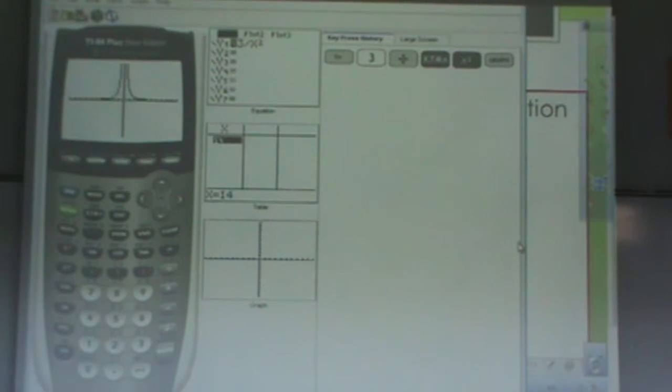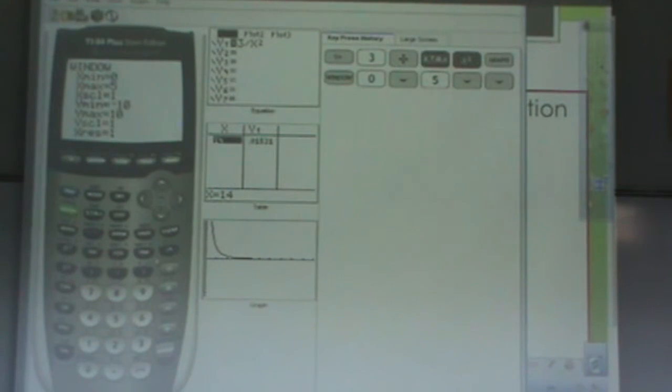This is a rational function. It has those two pieces. However, we're only concerned with the piece wherever 1, 3 would be. So we really are just concerned with the piece that shows up in the first quadrant. So what I'm going to do is change the viewing window so I can just show that first quadrant. I'm going to go to window, and I want to change my x min to 0 and my x max to 5. Same thing for y min and y max, 0 to 5.